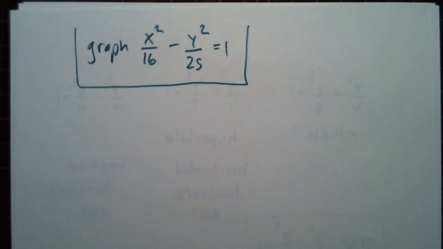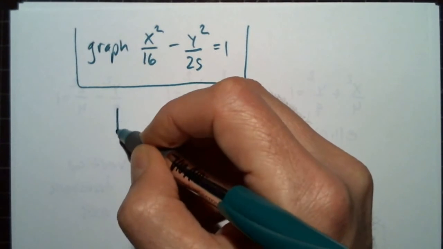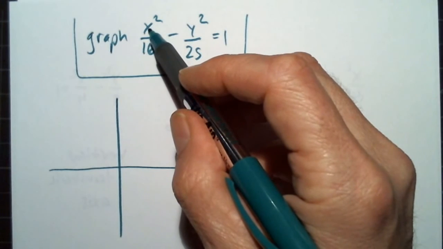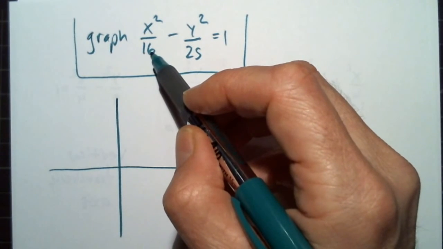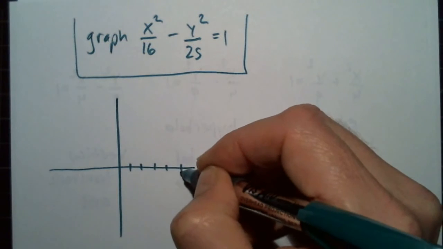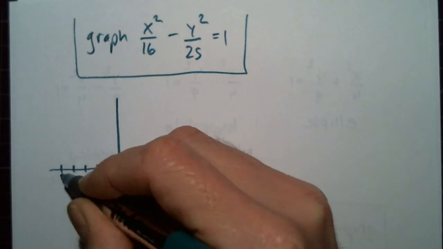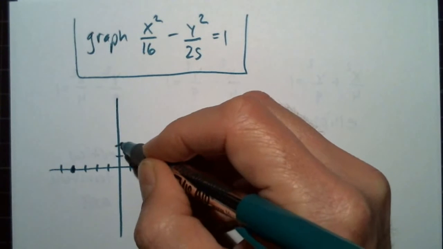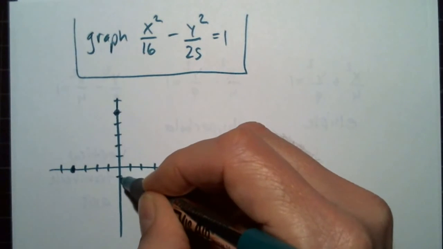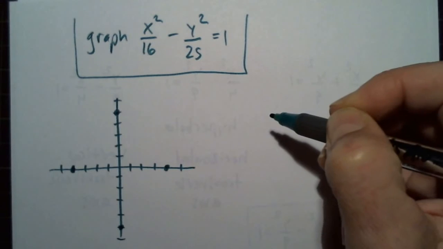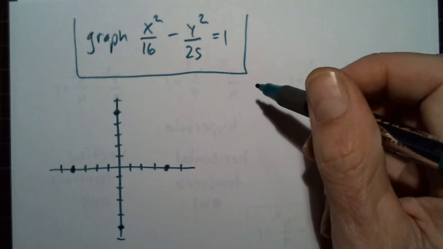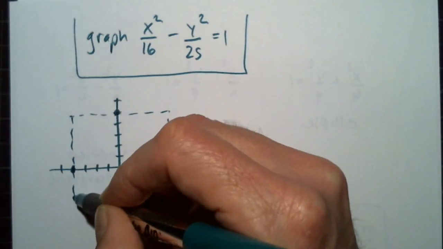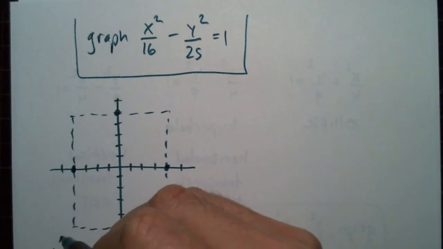Alright, pause the video and try that one. We know it's going to open horizontally, and we're going to move 4 away from the center. We're going to move 5 vertically away from the center. And that will give us a rectangle that helps us draw the asymptotes.